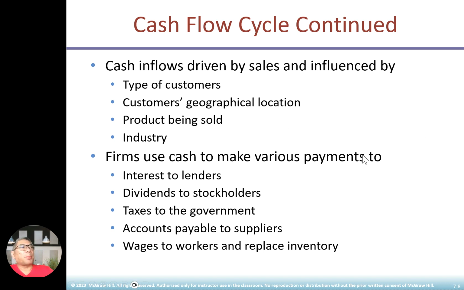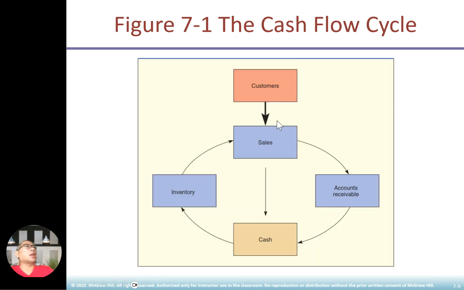Firms use cash to make various payments, such as interest to lenders, dividends to stakeholders, tax to government, accounts payable to suppliers, as well as wages to workers and to replace inventory. Customers go to the sales, which go to accounts receivable. When you sell to a customer, let's say it's on account. Once it becomes accounts receivable, when the customer pays, it becomes cash. When the cash comes in, you supply your inventory again. You buy your inventory, and then go around the cycle in this diagram.